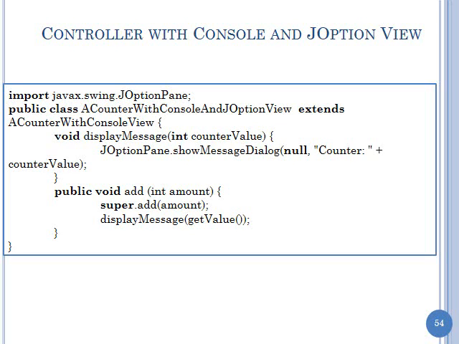So I'm adding a JOptionPane view. We want to show it not only in the console but in the option box also. So what do I do? I trap the add method again. I say, okay, console view, you do your stuff.